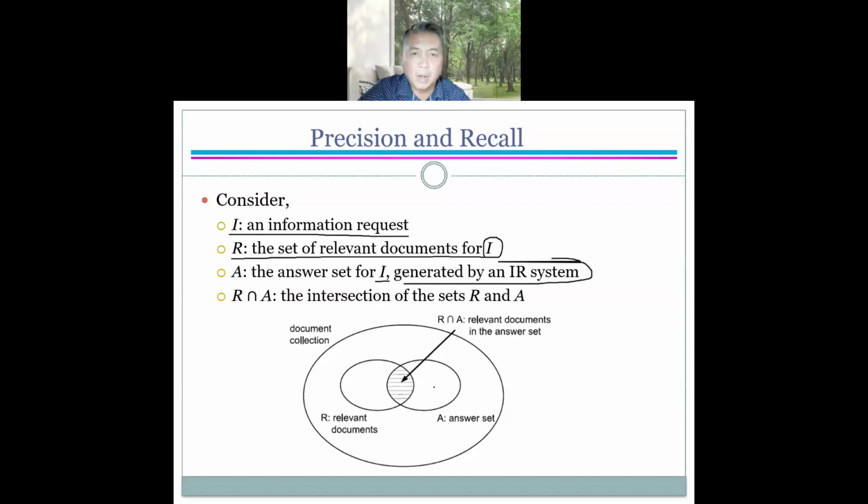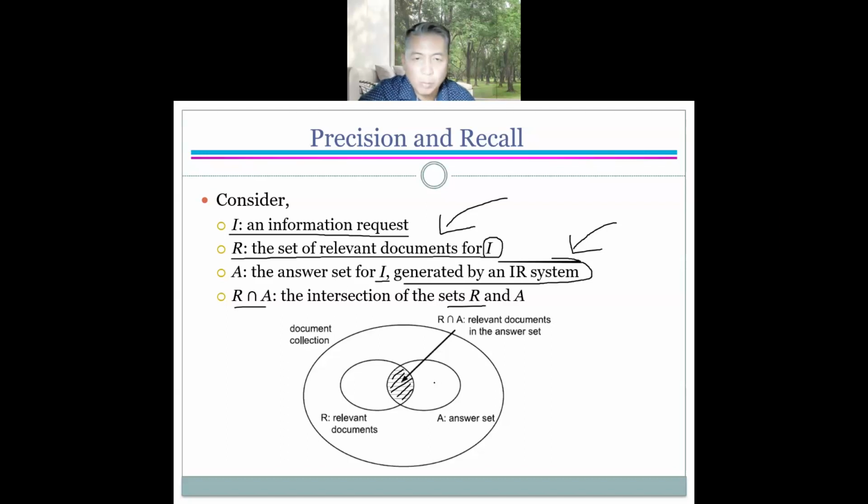So meaning that you have two sets. The intersection of the relevant documents and the answer set is this one. This is the relevant portion of the list of documents that are displayed to the user. Okay, so we are looking at this. What we want is to maximize the intersection between set R, the relevant documents, and set A, the documents that are displayed to the user.